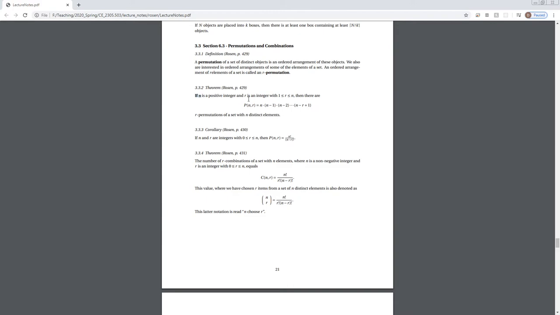You'll see that the theorem that defines the r-permutations is a direct interpretation of the product rule. So you have n ways to assign that first office, and n minus 1 ways to assign the second, n minus 2 to assign the third, and n minus r plus 1 to assign the rth office.